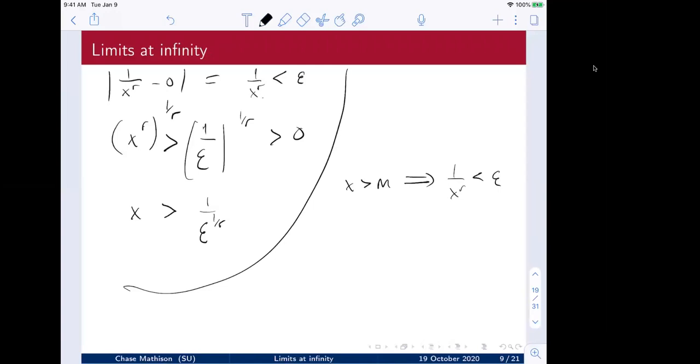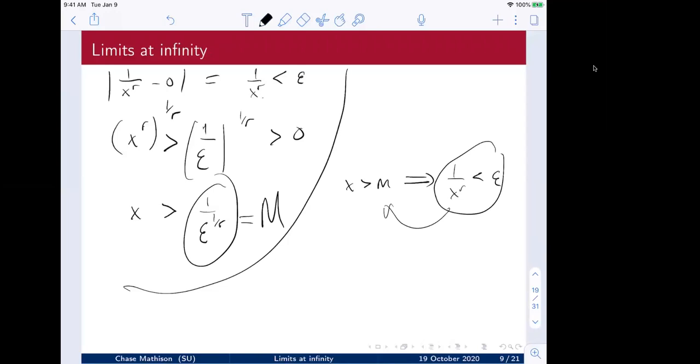And that work over there, I started on this side and got to here, right? I got to x is bigger than something. So what should m be? M is that thing that x needs to be bigger than. Perfect. M is this 1 over epsilon to the 1 over r.